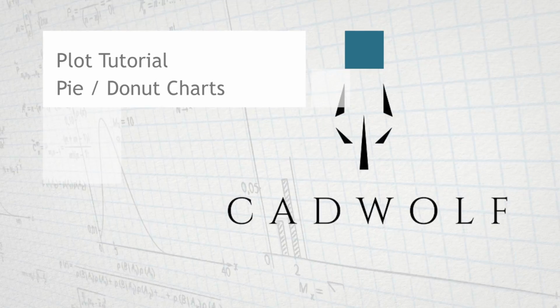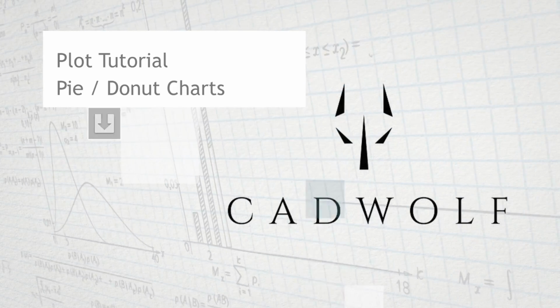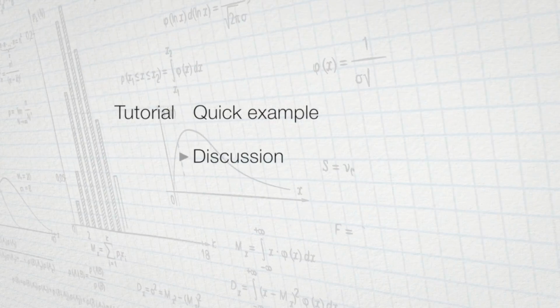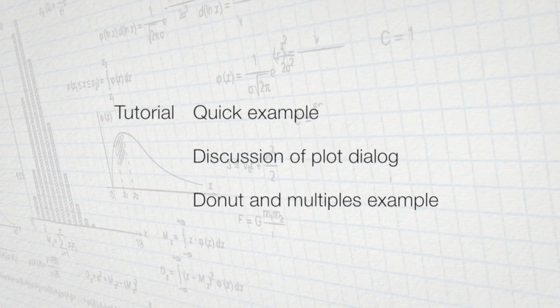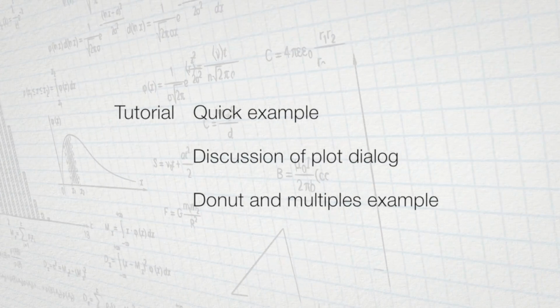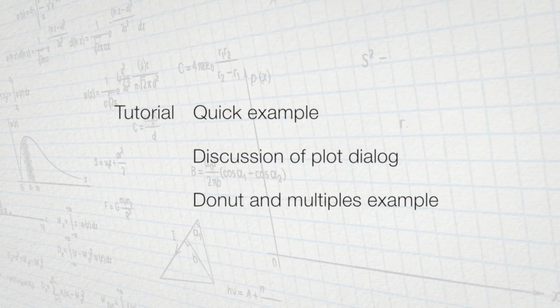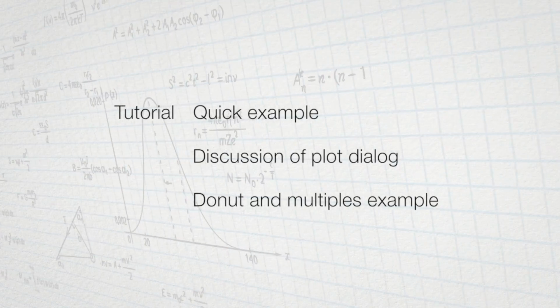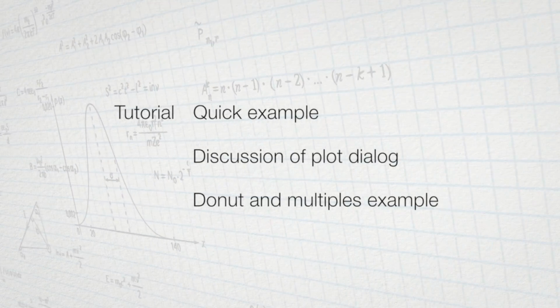Welcome to the CADWOLF tutorial on pie and donut charts. Now we're going to assume that you know what a pie chart is, obviously, but we're going to give a quick example to show you how they function in CADWOLF. And then we'll do a fairly detailed discussion of the plot dialog for a pie chart. And then we're going to show you an example of a donut and an example with multiple series.